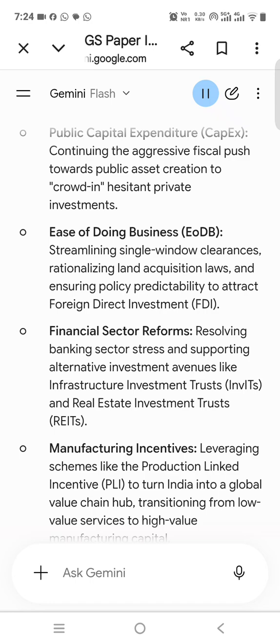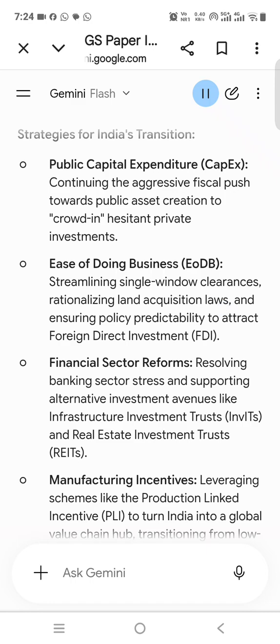Question 2. Compare and contrast the Build Operate Transfer, BOT, and Hybrid Annuity Model, HAM, of investment. Why has HAM gained prominence in recent infrastructure development? 10 marks, 150 words. Answer. Introduction. To plug the infrastructure deficit, India has evolved its investment models from pure government funding, EPC, to shared risk models like BOT and HAM.